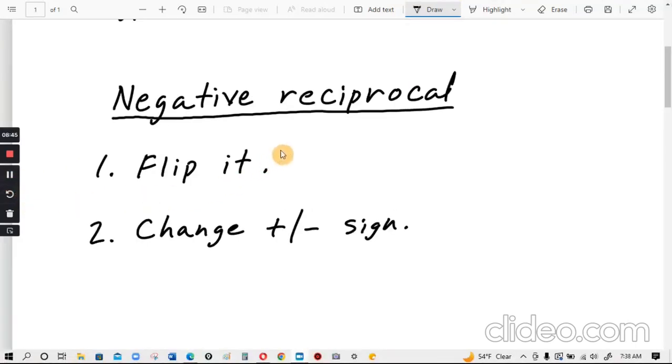So there are two steps in finding the negative reciprocal. You want to flip it, in other words, take the reciprocal, and then change the plus minus sign. All right, so we're going to do a few examples.